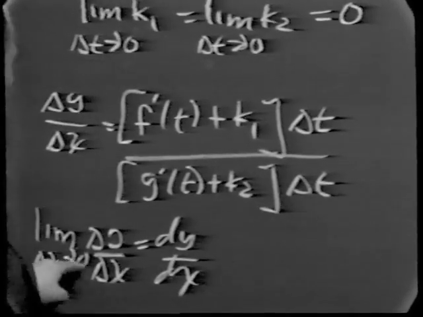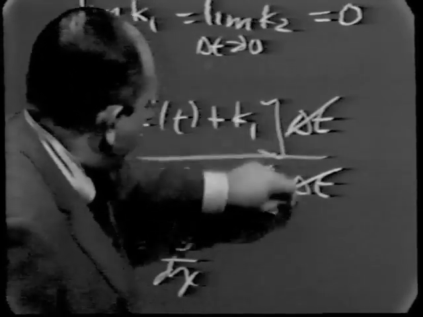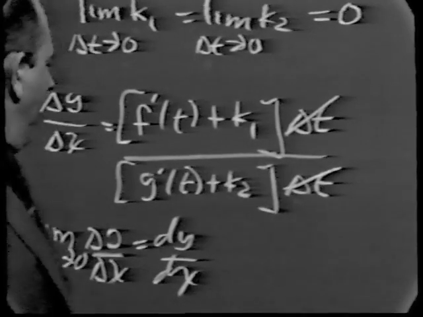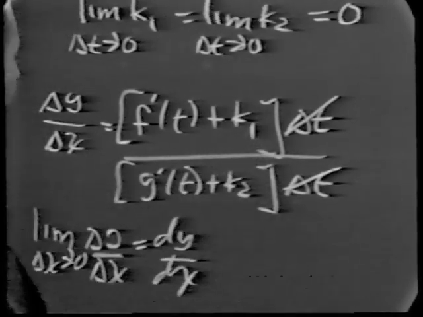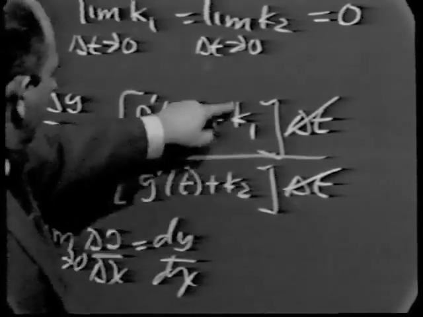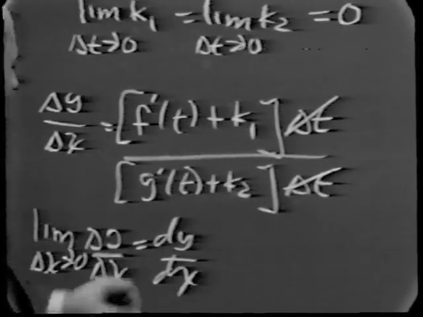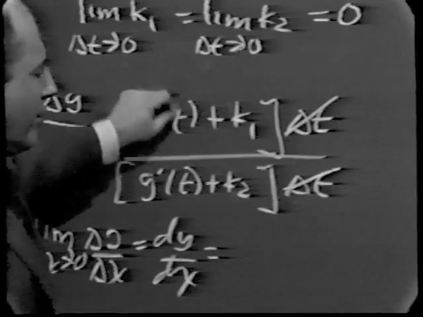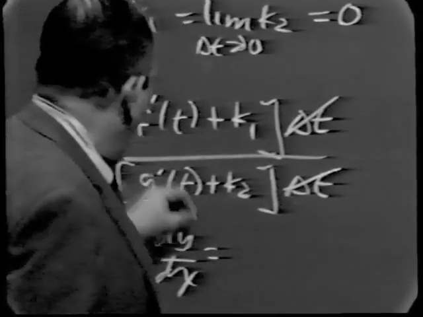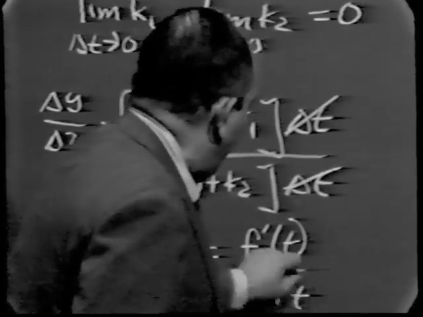Well, first of all, we cancel out the delta t over here. Delta t is not 0, we're assuming. Since it's not 0, it can be canceled out. And once we've canceled out delta t, notice that as delta x approaches 0, so does delta t. That makes k1 and k2 go to 0. And then, since the limit of a quotient is the quotient of the limits, provided only that g prime of t is not 0, we see that in the limiting process, we get the same answer.